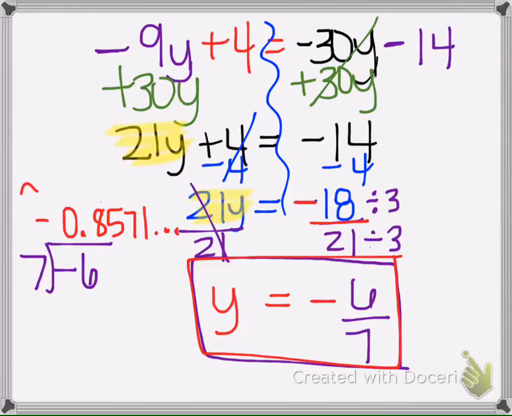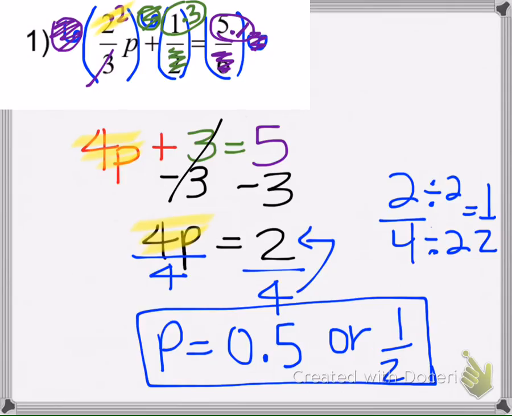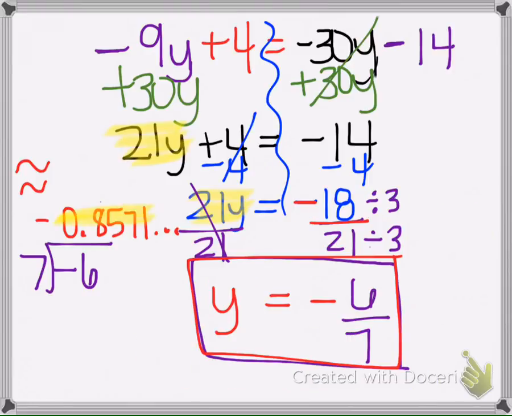We can't just put about negative 0.86 or something like that. The directions do not say to round, so we cannot do that. So we're going to leave it as a simplified fraction. This problem over here, we could write as a decimal because the decimal terminated, it ended. But this problem doesn't, so we have only one choice, to leave it as a fraction.